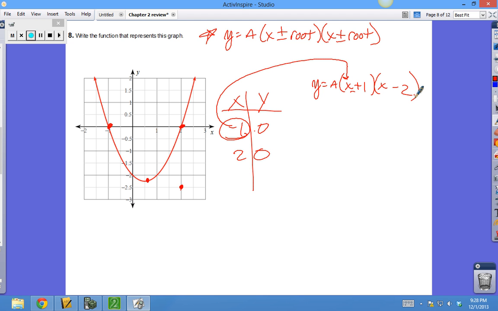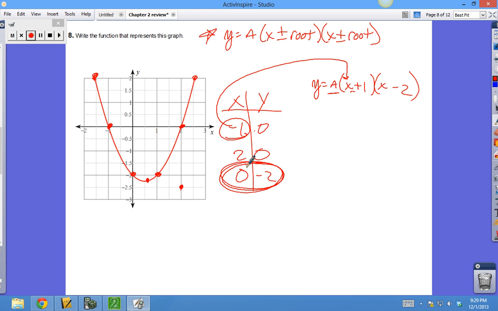Okay, now you got to find a. And how you're going to find a is you're going to have to plug something in and do the math and figure out what a is. So we need another point. Look, you got a point right there. You got a point there. It looks like you got a point there and a point there. So I'm going to use this right here. I'm going to use 0 down 2. Okay, now, so you find a third point. Doesn't matter which one you choose.